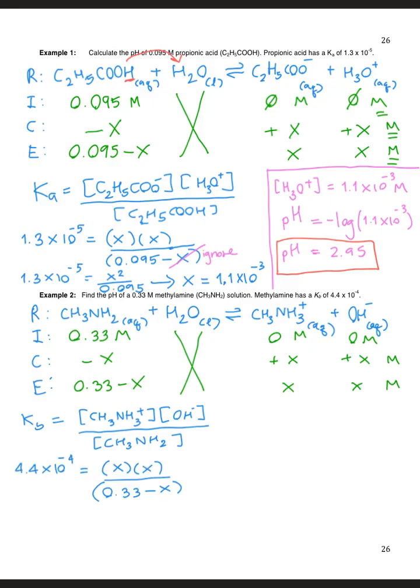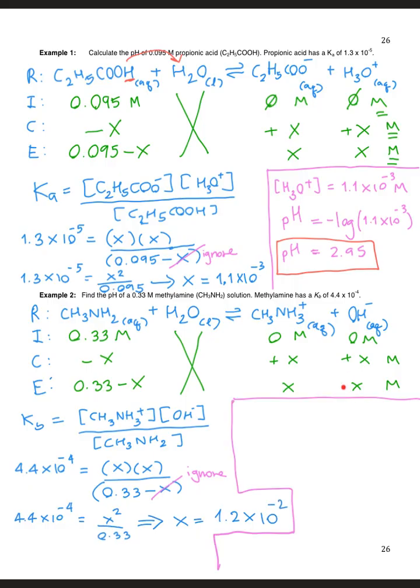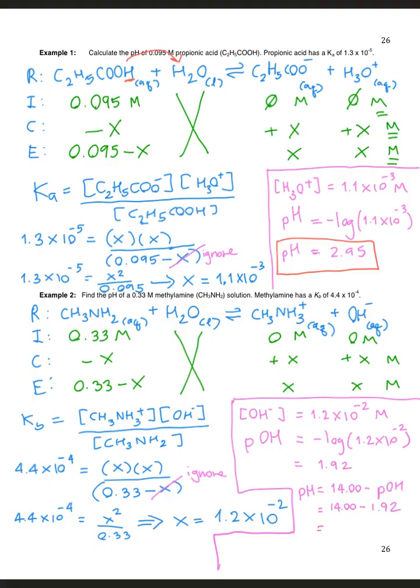Next, we will use approximation to avoid the quadratic equation and solve for x. x equals 1.2 times 10 to the negative 2. x is the concentration of hydroxide ion at equilibrium. If you take the negative log of the hydroxide concentration, you will get pOH. This problem doesn't give us the temperature, so we are going to use the standard temperature, which is 25 degrees Celsius, and relate pH and pOH by 14. So pH equals 14 minus pOH. Plug in the value of pOH and you will get a pH of 12.08. Since this is a basic solution, the pH should come out greater than 7.